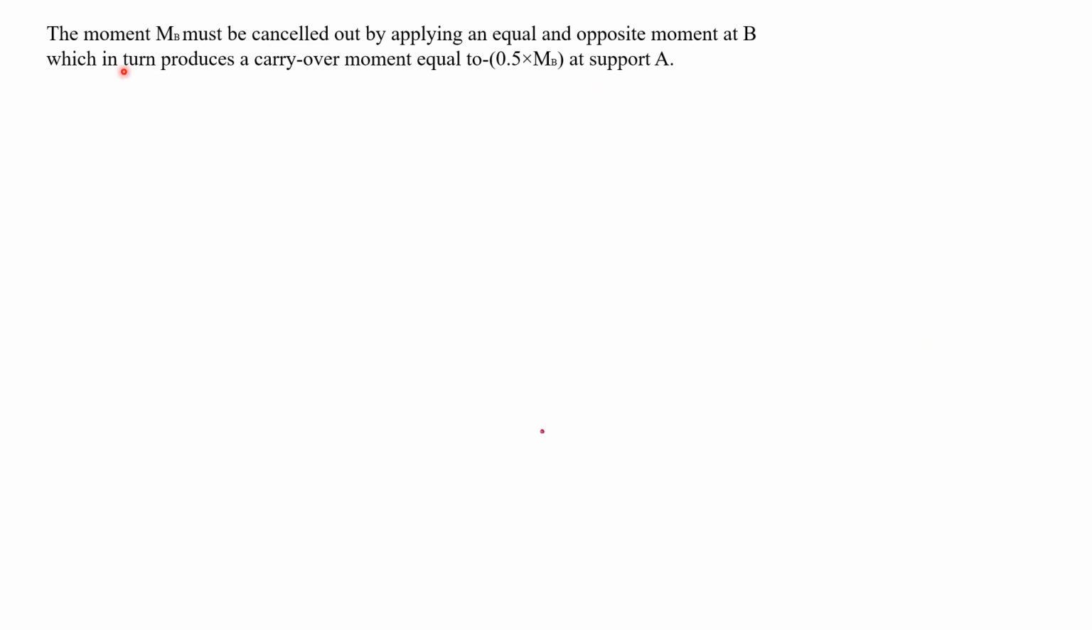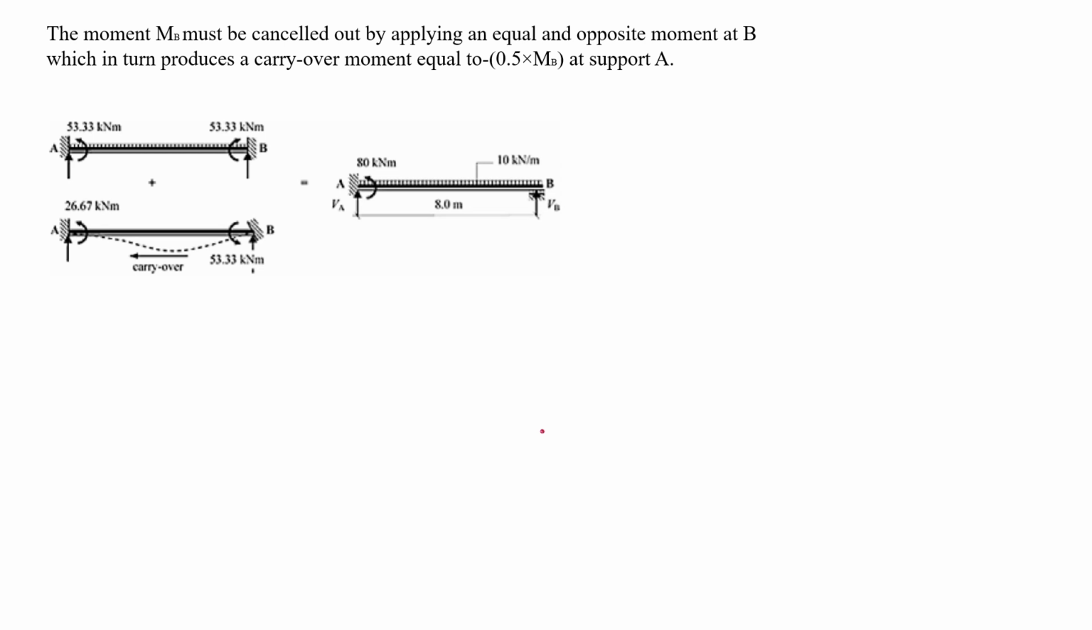So moment MB must be cancelled out by applying an equal and opposite moment at B, which in turn produces a carryover moment of 0.5. That means 53.33 into 0.5 will become 26.67. So 53.33 plus 26.67 will become 80, and at this support 53 and minus 53 will become 0. There will be a reaction here.